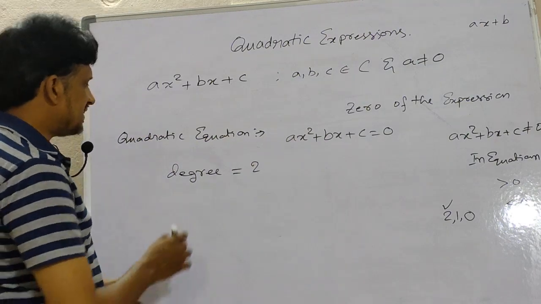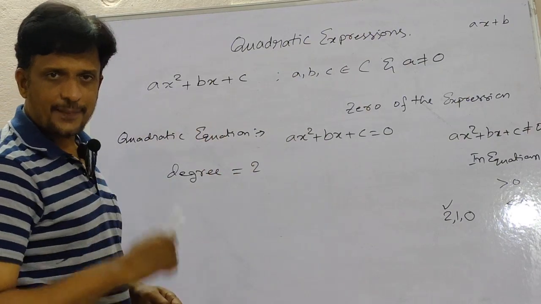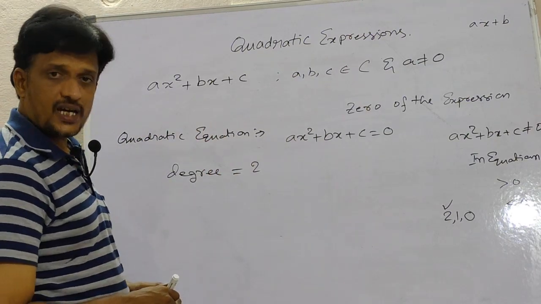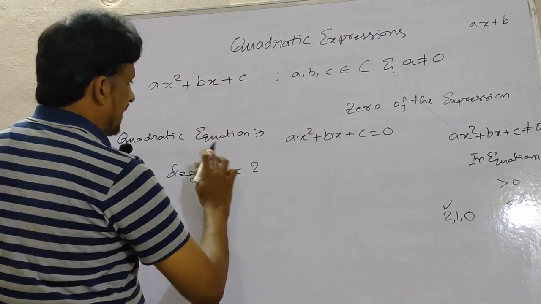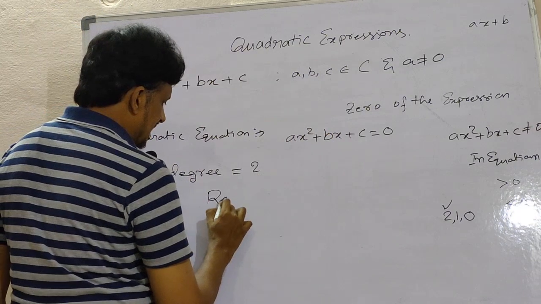Okay then, since it is of degree 2, we have a basic concept here. A polynomial of nth degree has exactly n roots. In the same way, every quadratic equation has exactly 2 roots.